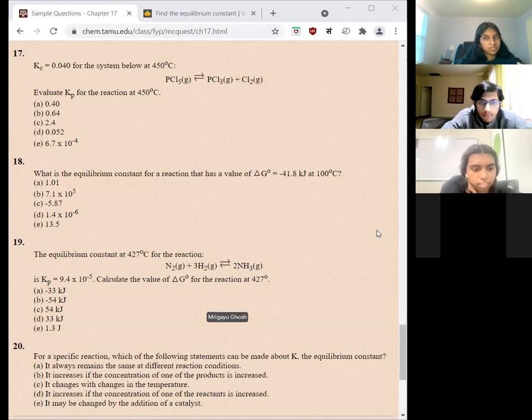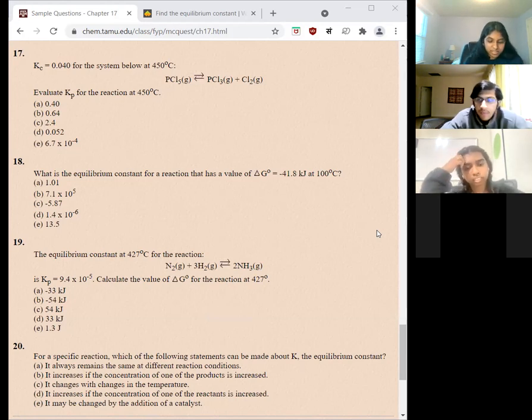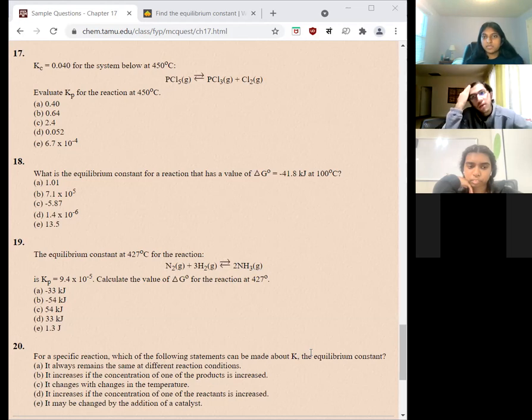Would it be C? I think he told us one class that the only thing that affects the constant is temperature. Yes, it is C because of the reason you just said. I know he actually told us the reasoning behind it. I don't remember it right now, but that's why it's the only thing that affects the equilibrium constant: temperature.